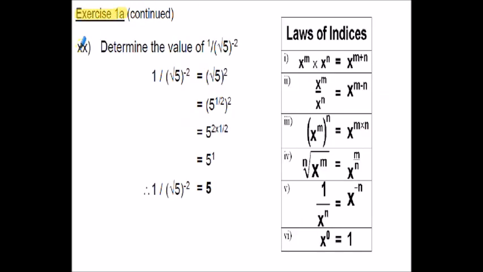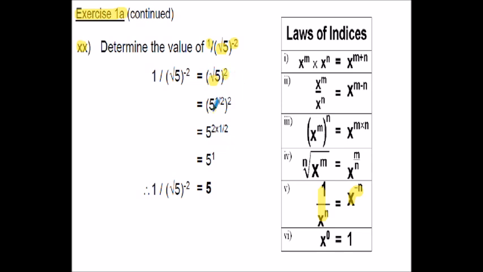Exercise 1A, part 20. We're asked to determine the value of 1 divided by the square root of 5, all raised to the power of minus 2. I could consider straight away using the 1 upon x to the n can be written as x to the minus n, in other words reciprocal. So instead of having 1 upon the square root of 5 to the minus 2, I could bring it to the top line and have square root of 5 to the 2, positive 2 there.